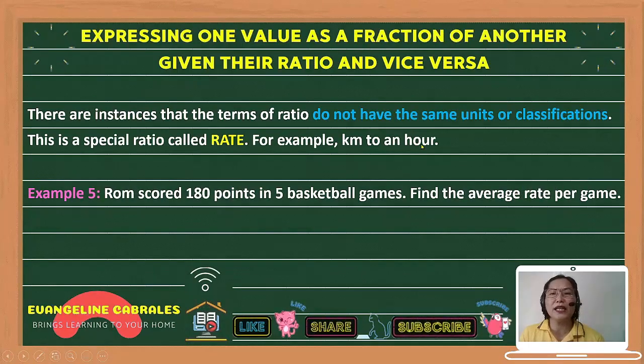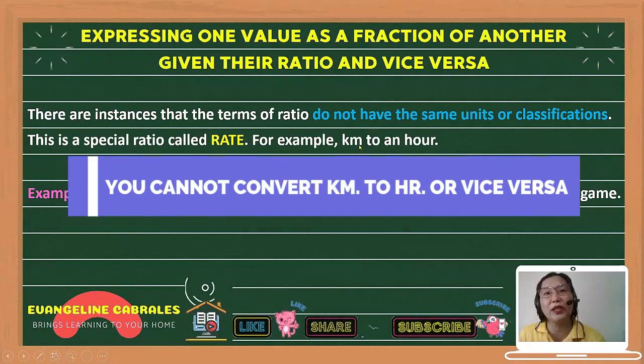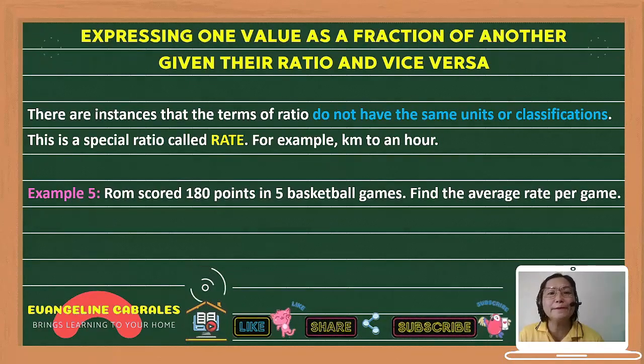Hindi naman talaga nangyayari na laging pareho ang units nila or classification, hindi ba? At hindi pwede na i-convert yung mga units na magkaiba. So, sa ganong instance, ang tawag doon sa ratio ay rate at ito ay special ratio. Ang example ay kilometer to an hour. Magkaiba kasi yung kilometer at saka hour, so hindi talaga pwedeng ma-convert. So, kapag ganyan, special ratio ang tawag sa kanya at ang term na ginagamit ay rate.